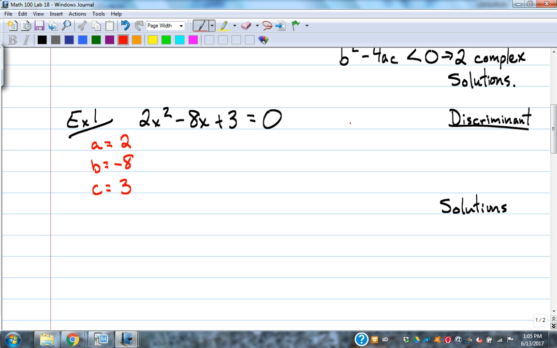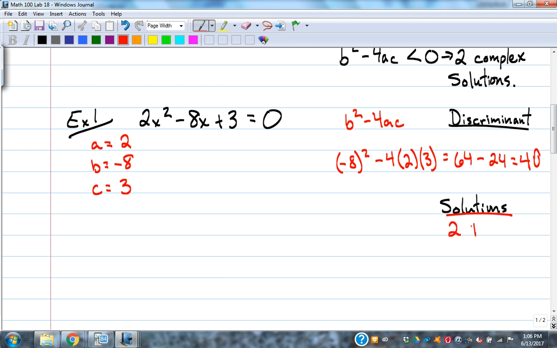To find the discriminant, we're going to do b squared minus 4ac. So we take negative 8 squared minus 4 times 2 times 3. That's going to give us 64 minus 24, which is 40. So that's a positive number. That means what kind of solutions are we going to have? We're going to have 2 real solutions here. Okay, so let's find those using the quadratic formula.